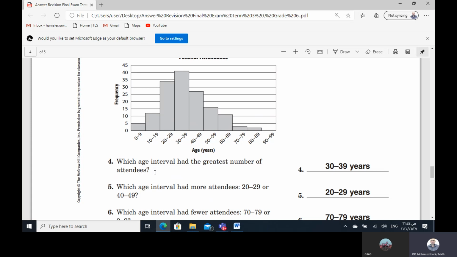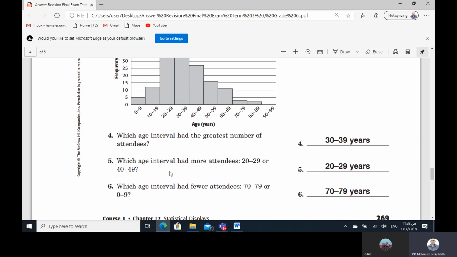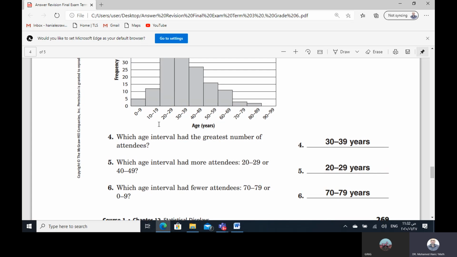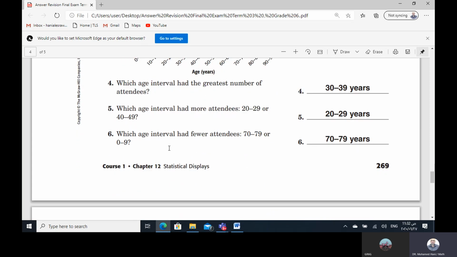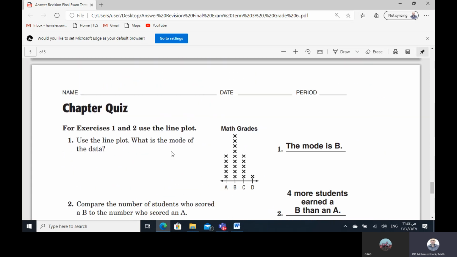Here, which age interval had the greatest number of attendance? The greatest height, this bar, for this period, from 30 to 39, for example. Which age interval had more attendance, 20 to 29, or 40 to 49? Here we have 20 to 29, as you see, and 40 to 49. This is the height, and here this is the height. This is greater, so it will be 20 to 29. This is the histogram.